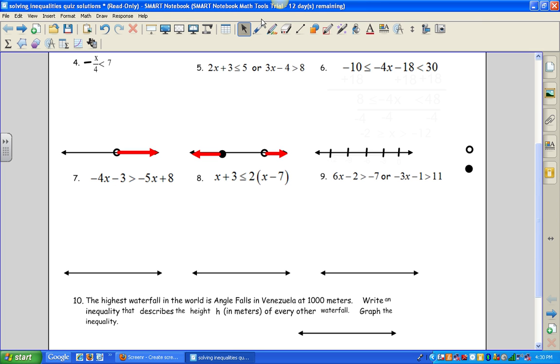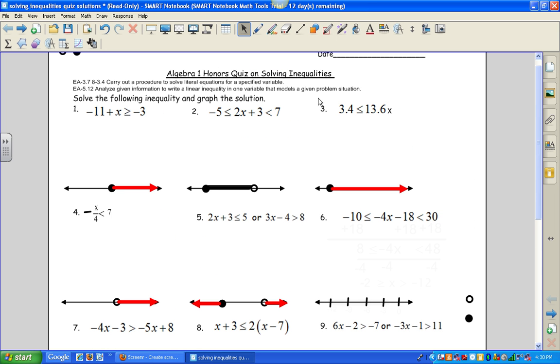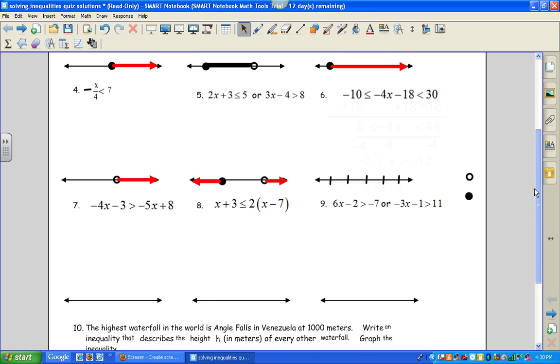6, 7, 8, and 9. For number 6, we pretty much follow the same pattern as we did in number 2. Okay, this is an and. It's going to be an intersection of the two graphs.